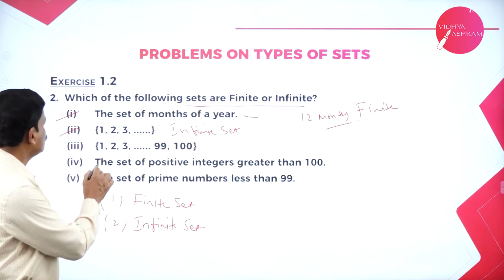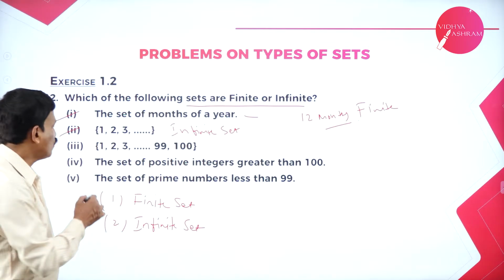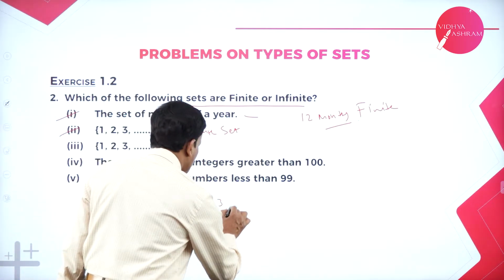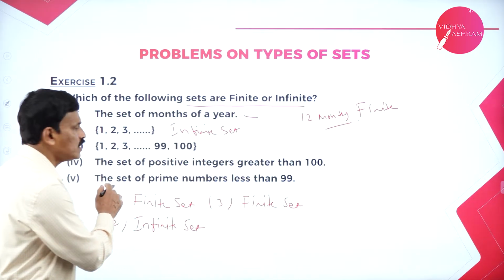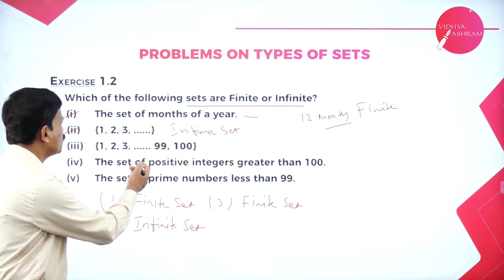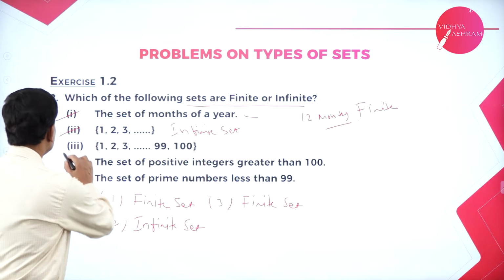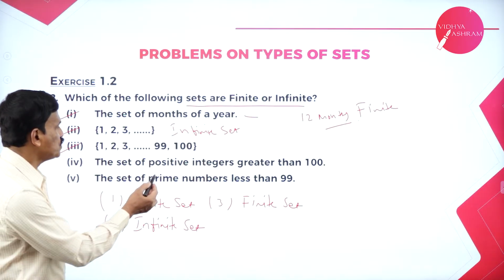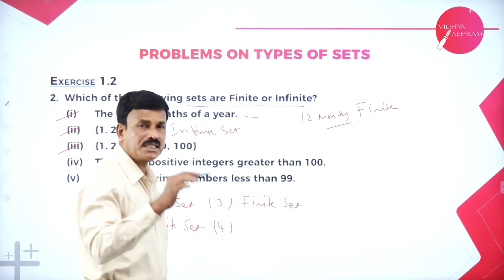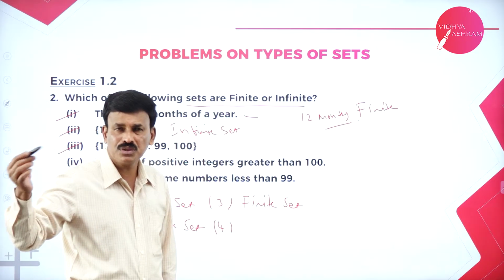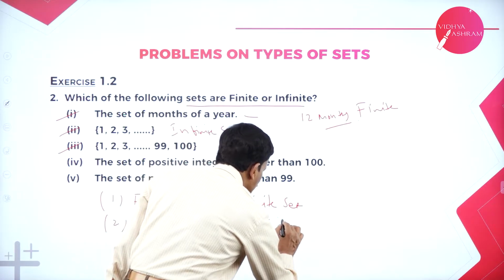Now, third one, 1, 2, 3, 4, etc., 99, 100. So, there are 100 numbers, 1 to 100. Therefore, this is also an example for a finite set. The elements are all natural numbers from 1 to 100, and the last number is 100. Therefore, this is an example for a finite set. Whereas the set of all positive integers greater than 100: 101, 102, etc. We don't know where it ends. Therefore, this is an example for an infinite set.